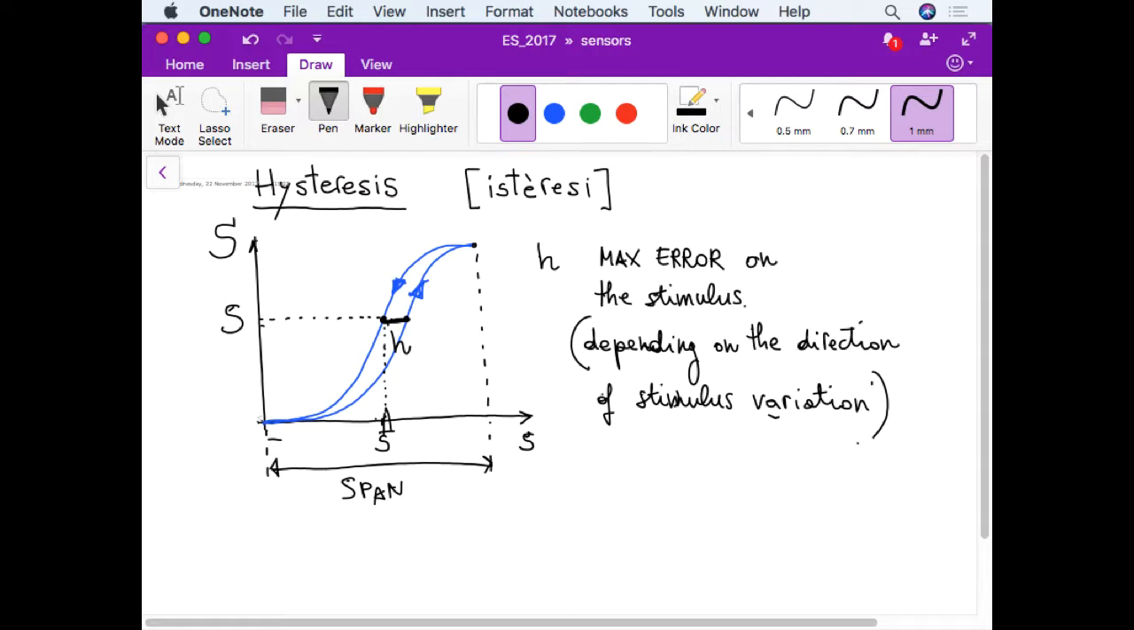Again, all these quantities, the hysteresis, the accuracy, and the sensitivity, are part of the information which is contained in the datasheet of the sensor.